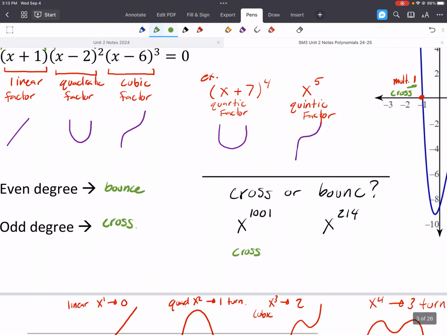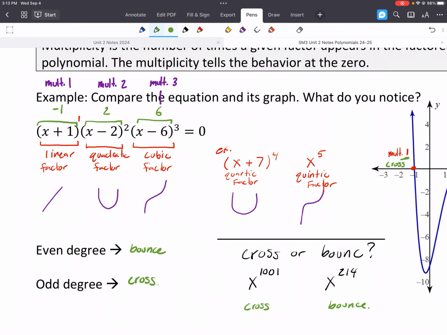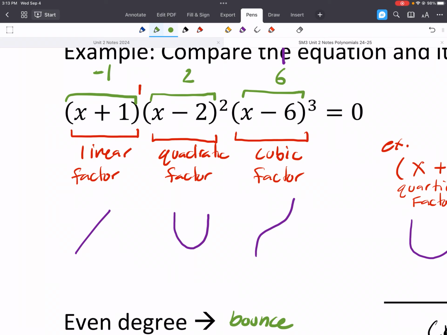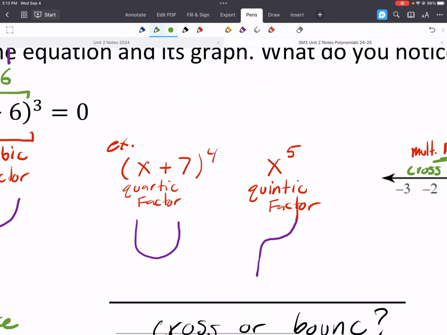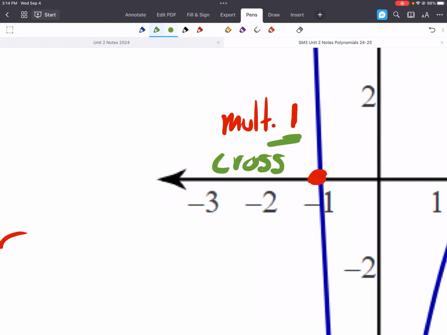And for this other example, this one's going to bounce because it's an even degree. Another thing we could talk about, if we look at this, I kind of wrote this out already. If it's a multiplicity of 1, that's a linear factor. If we look at -1 and zoom into that, it looks almost like a straight line. It's a linear factor. It's going to act like a line at that point.